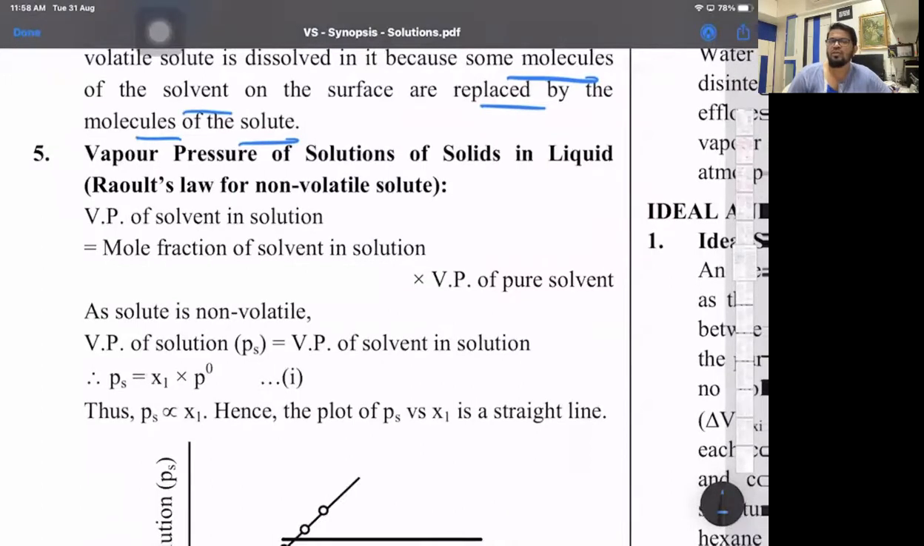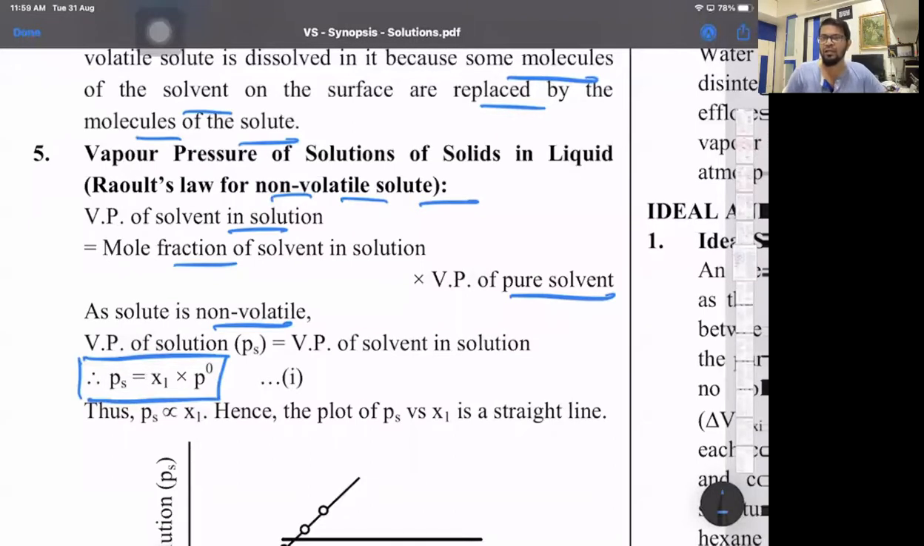Vapor pressure of solutions of solids in liquids. Raoult's law for a non-volatile solute. Now from this part, it's very simple. Vapor pressure of a solvent is equal to mole fraction into the vapor pressure of pure solvent. If the solute is non-volatile, its vapors are not coming. So the vapor pressure of a solution is the vapor pressure of pure solvent into its mole fraction, because the solute particle is non-volatile, so its vapors will not come.